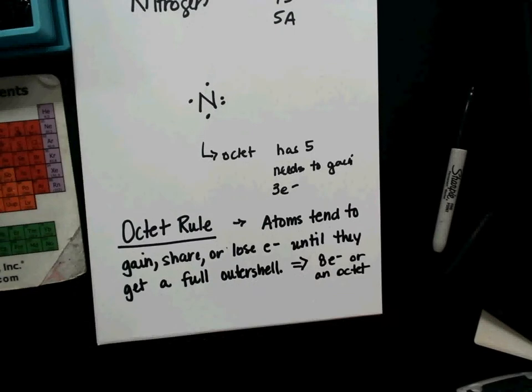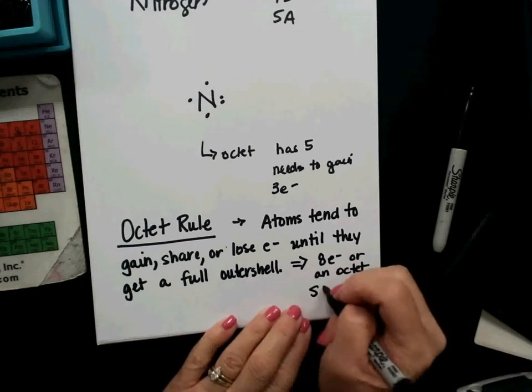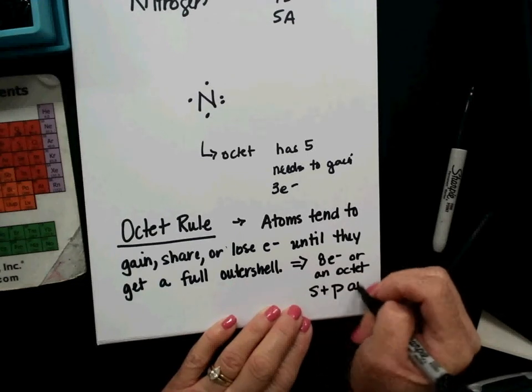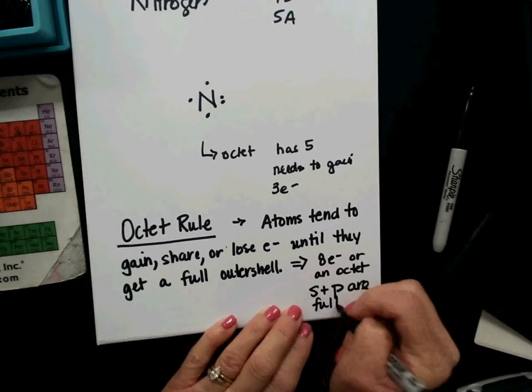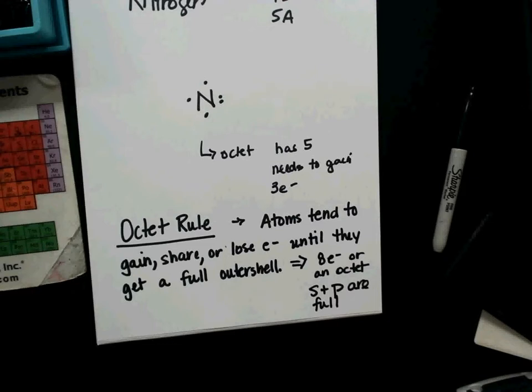If I have an octet of electrons, what 2 sublevels are full? If I have an octet, what sublevels are full? S and P are full. Who doesn't want an octet?